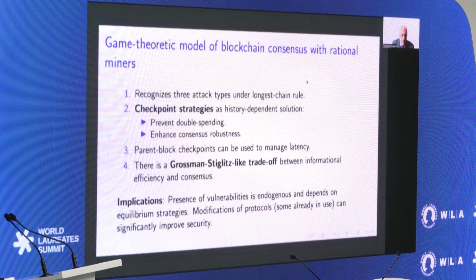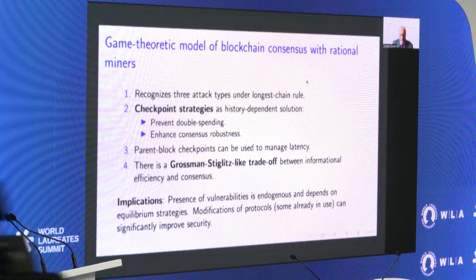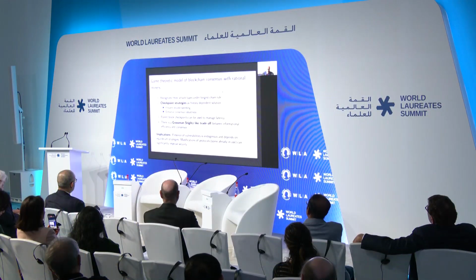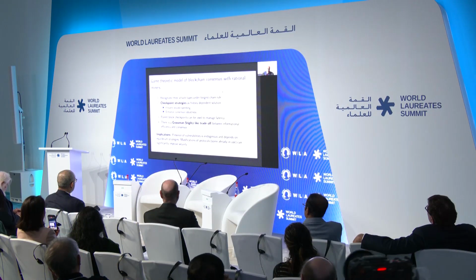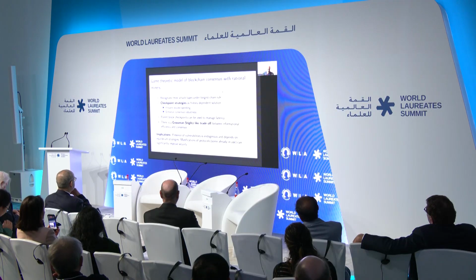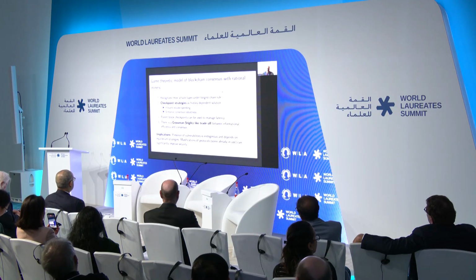It identifies a characteristic of blockchains that's pervasive, and it's a Grossman-Stiglitz-like trade-off between informational efficiency and consensus. You cannot have both. So this is identifying the limitation of all kinds of blockchains. So its implication is that in this structure, vulnerabilities are endogenous, and what they depend on are equilibrium strategies.